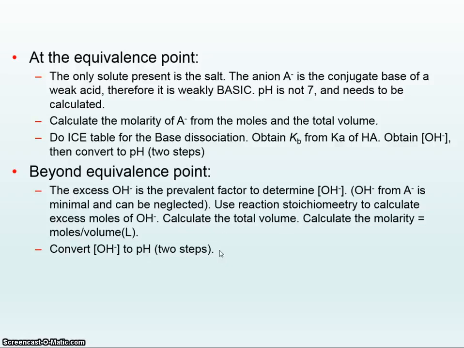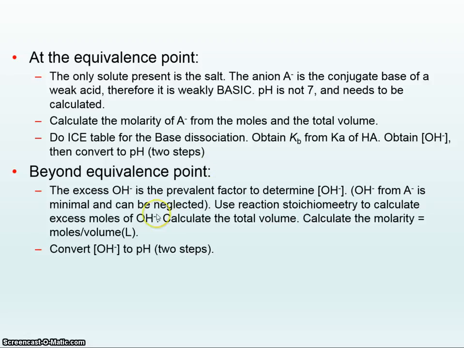Now, at the equivalence point, the only solute present is the salt. That's going to affect the pH. I've got some spectator ions floating around, like the Na from the sodium hydroxide. The anion, A minus, is the conjugate base of a weak acid. It's weakly basic. pH isn't going to be 7. It needs to be calculated. You calculate the molarity, the concentration of A minus, from the moles that you started with and the total volume. You can do an ice table for the base dissociation, obtaining Kb from Ka. You obtain the hydroxide ion concentration, and then convert to pH. All right, so it's a couple more steps.